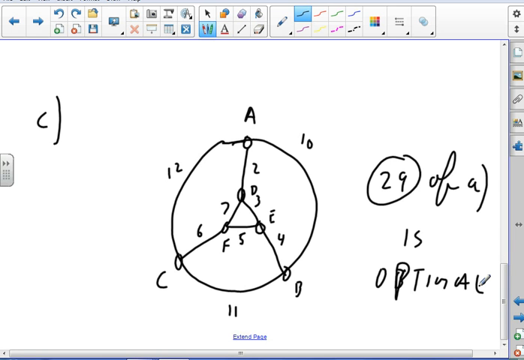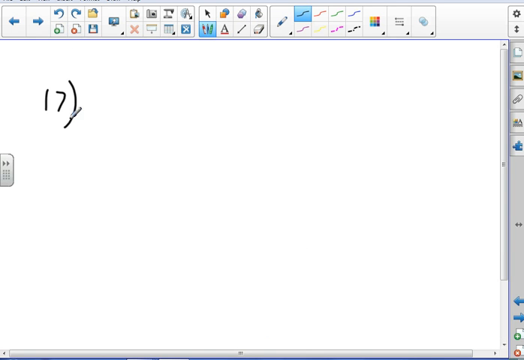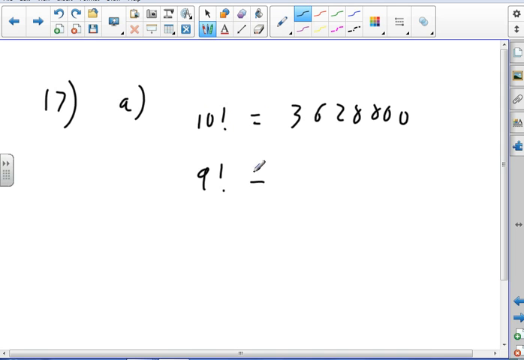17 is next. Oh, well, we're going to do 17. That's just a bunch of factorials. All right, so given that 10 factorial is 3,628,800, what is 9 factorial? Well, 9 factorial would be just that divided by 10, so we just take off a 0. 362,880.